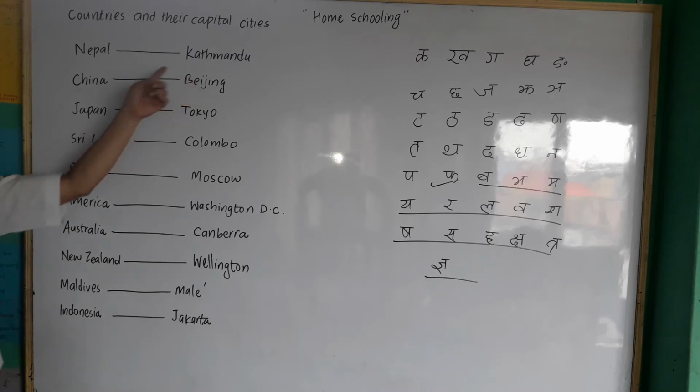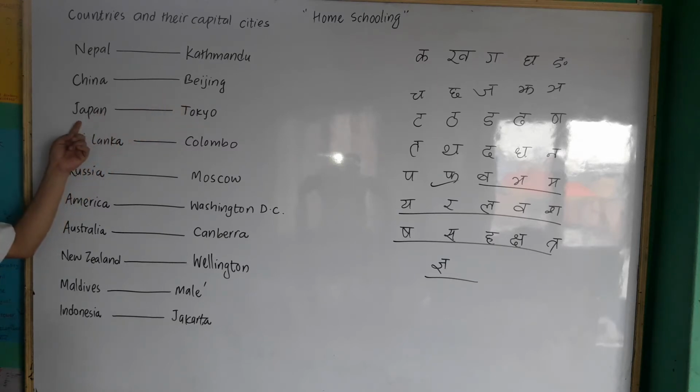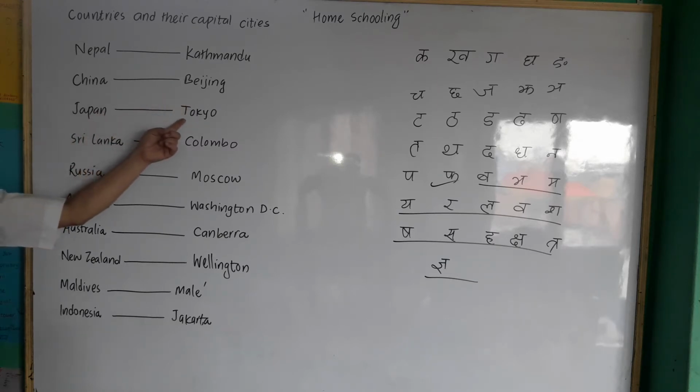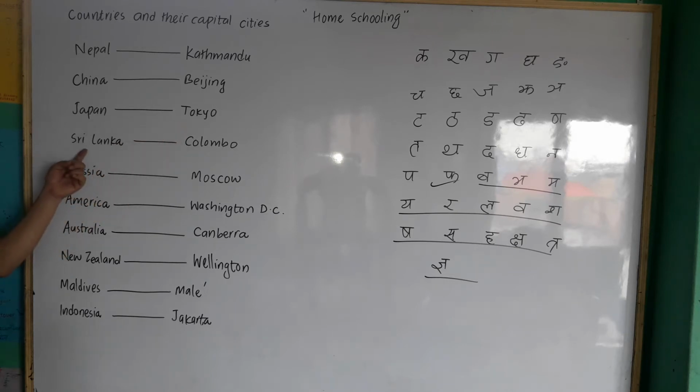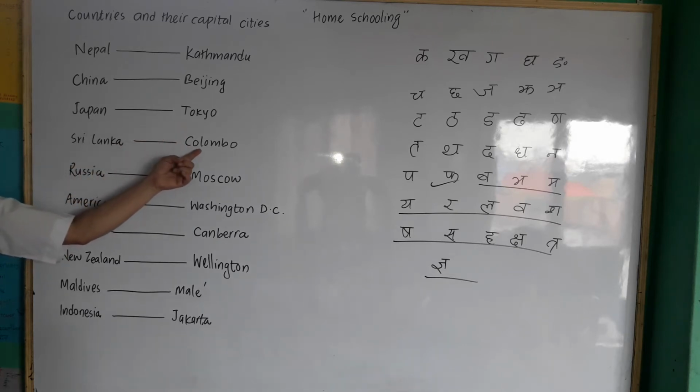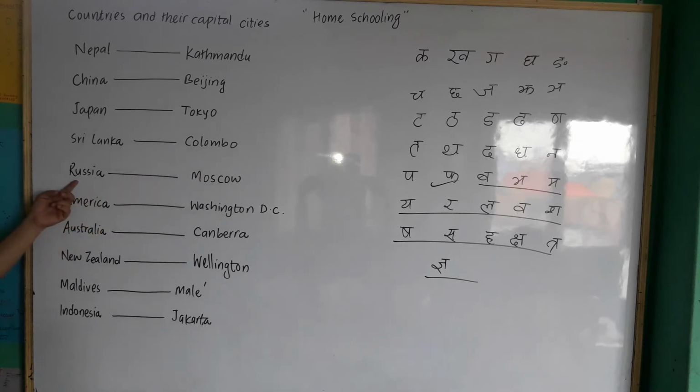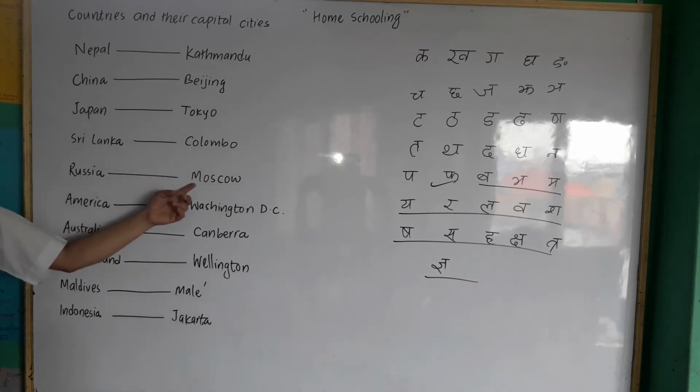That's good. That of China is? Beijing. That's correct. And the capital city of Japan is? Tokyo. That of Sri Lanka is? Colombo. No, Colombo. C-O-L-O-M-B-O, Colombo. Likewise, that of Russia is? Moscow. That's good.